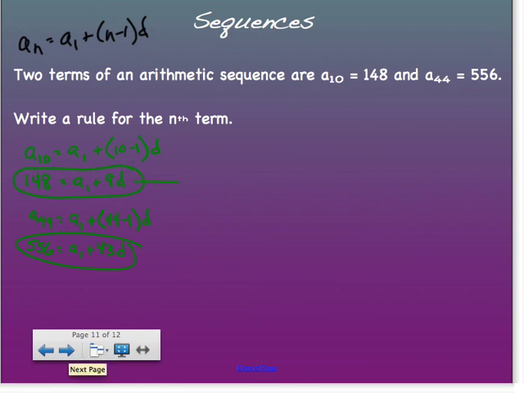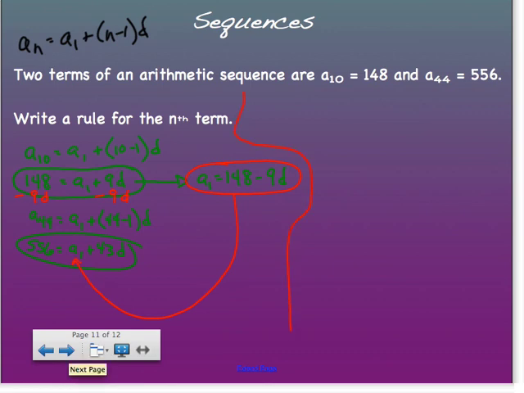I'm going to choose to solve the first one, and I'm going to solve it for a sub 1. If I do that, I believe I get a sub 1 equals 148 minus 9d. How am I doing that? All I'm doing is subtracting 9d from both sides to get a sub 1 by itself. Now, we should know how to do this. I'm going to take a sub 1 and plug it in wherever I see an a sub 1 in the second equation. This is algebra 1 all over again.